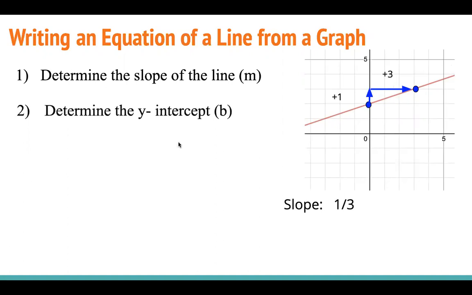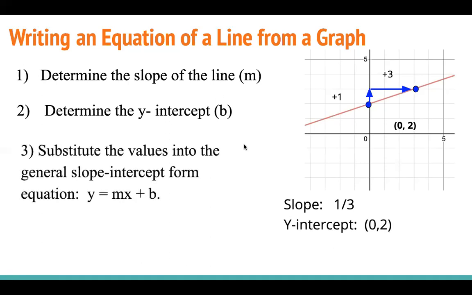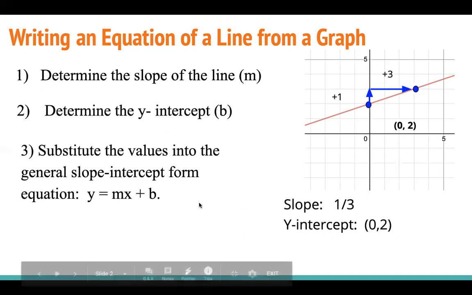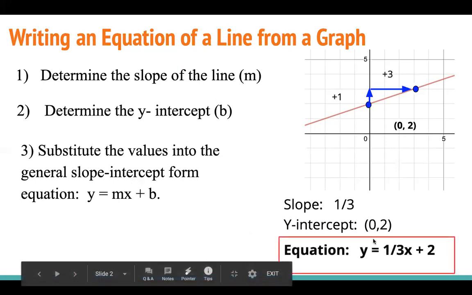Next, determine the y-intercept, the b. And to do that, I go to the y-axis and I see where it intersects. And there it is, that point I already put there at the point (0, 2). The y-intercept always has an x-coordinate of 0, and I'm looking for the y-coordinate. So my y-intercept is (0, 2). Now I substitute the values into the general slope-intercept form, y = mx + b. So here, my line is y = 1/3 x + 2.